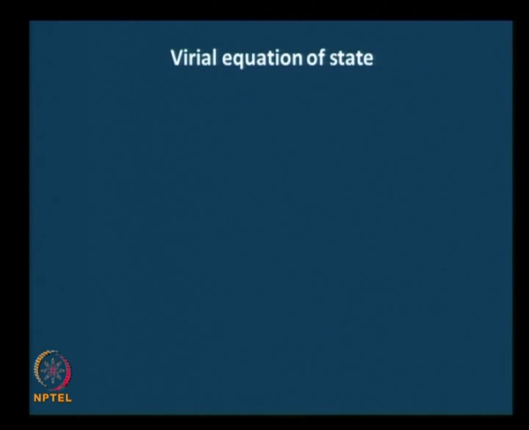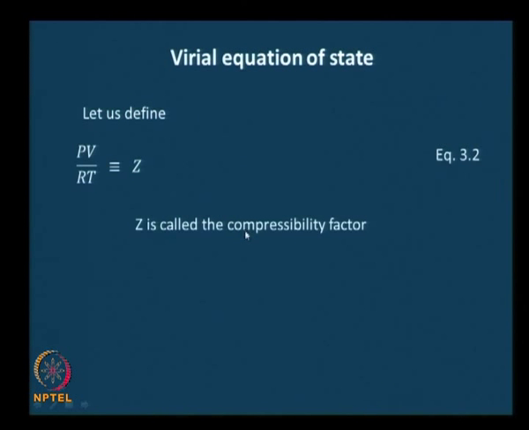The first of those equations of state that we are going to look at is called the Virial equation of state. To get to know what the Virial equation of state is, let us first define PV by RT. You know, PV was equal to RT for an ideal gas. Let us define PV by RT as a certain Z, and let us call this equation 3.2. This Z is called the compressibility factor.